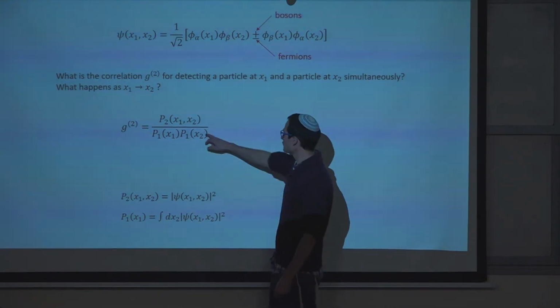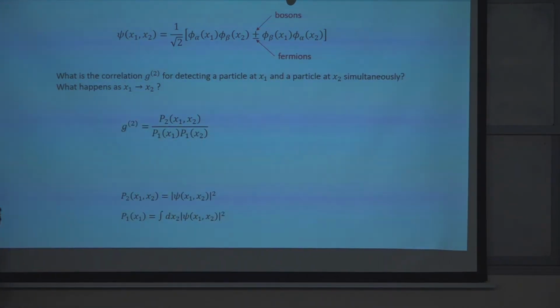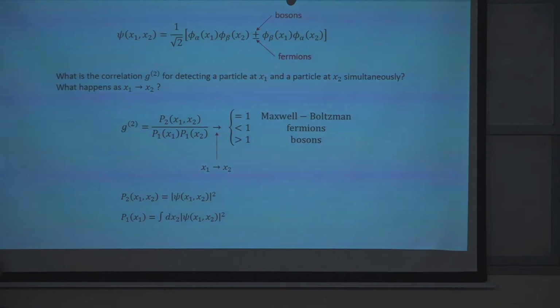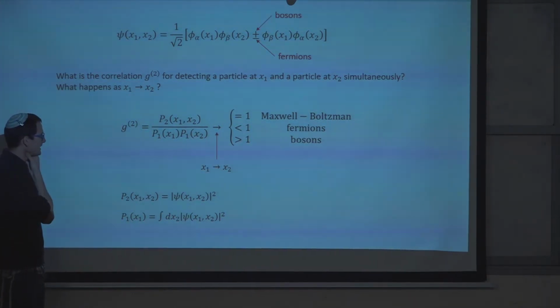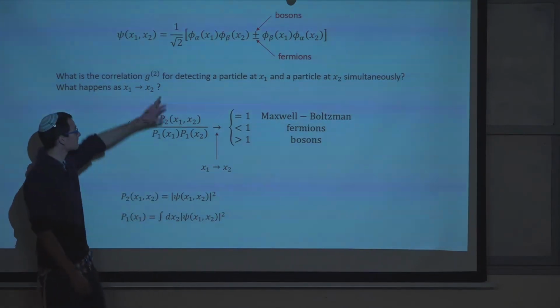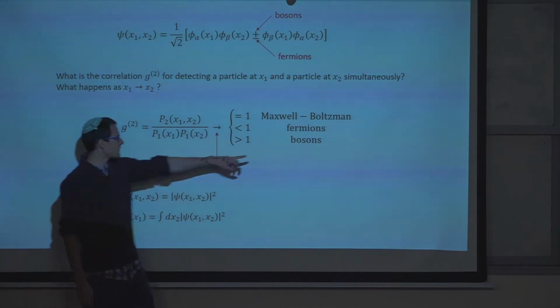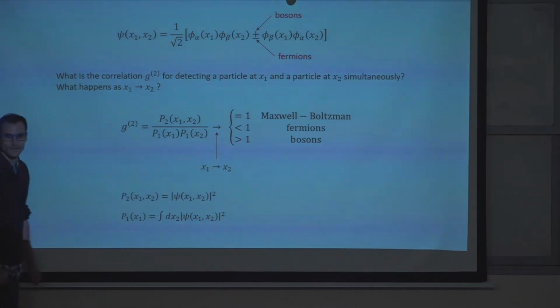But if you do this with this wave function, and I encourage you to go through the math, and you take the limit that x1 and x2 are equal, in the case of fermions, you get a number that is smaller than 1. Depends on what wave function you choose exactly. And in the case of bosons, you get a number that is larger than 1.